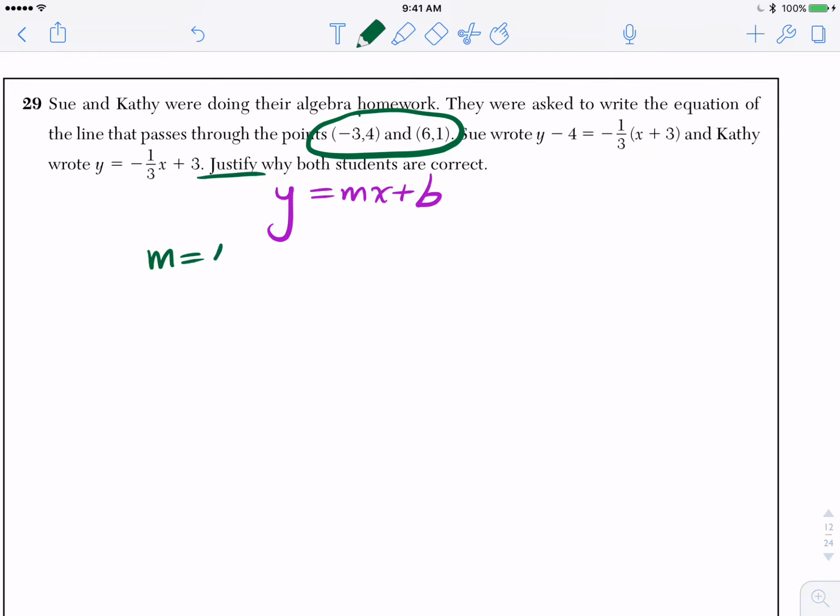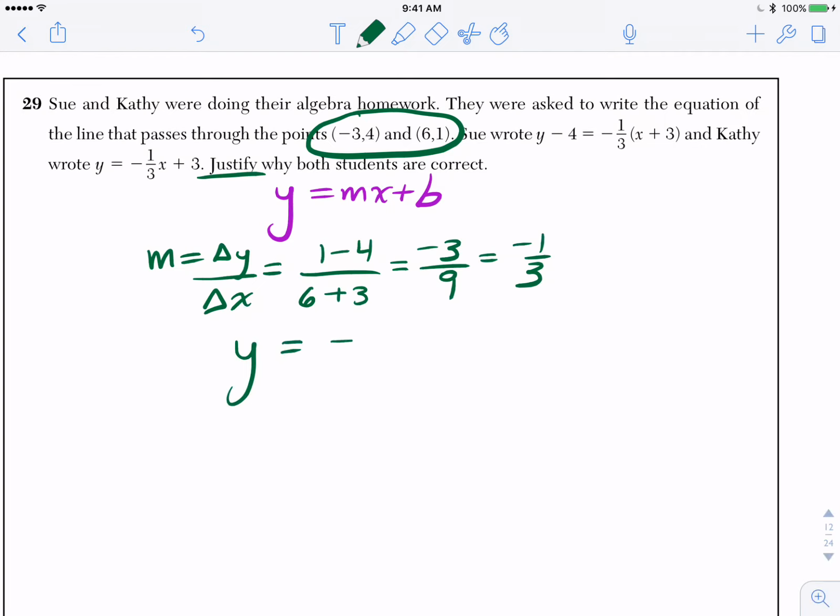So starting with slope, delta y over delta x. Our change in y, we go from 4 to 1, and we go from -3 to 6. So the change, we went down 3, and we went up 9 for our x values, which is a slope of -1/3.